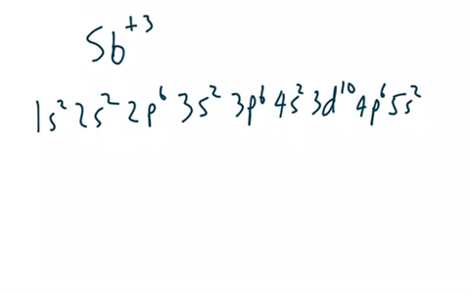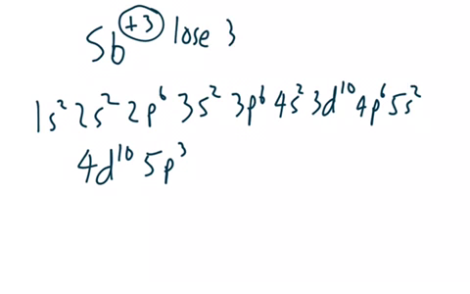5s2. Okay, let me go here down here to finish this. Then you go 4d10 followed by 5p3. A plus 3 means that you lose 3 electrons. If it was negative, you're gaining electrons. So what happens is when antimony becomes an ion, it actually loses these 3 electrons. It no longer has 51, it now has 48 electrons. So you adjust the configuration and it would not have this last part here.